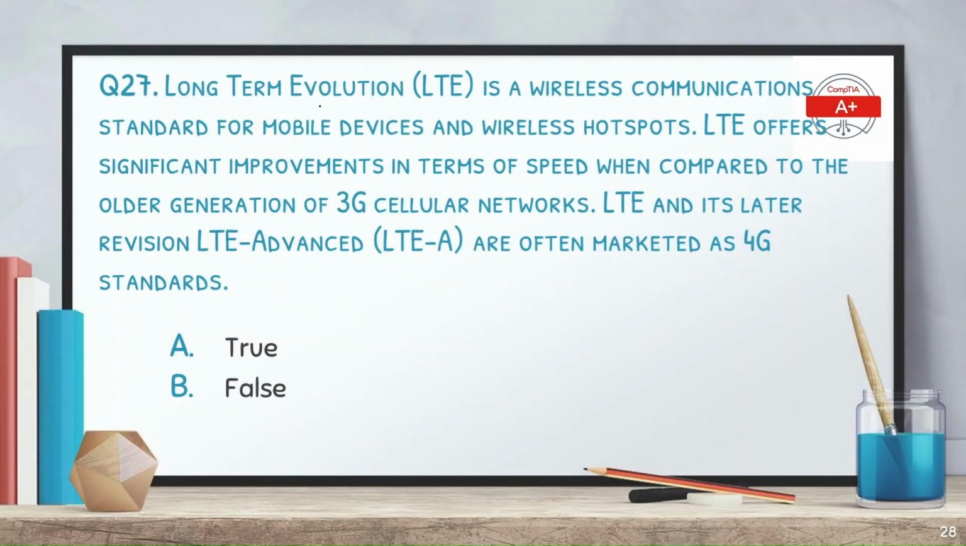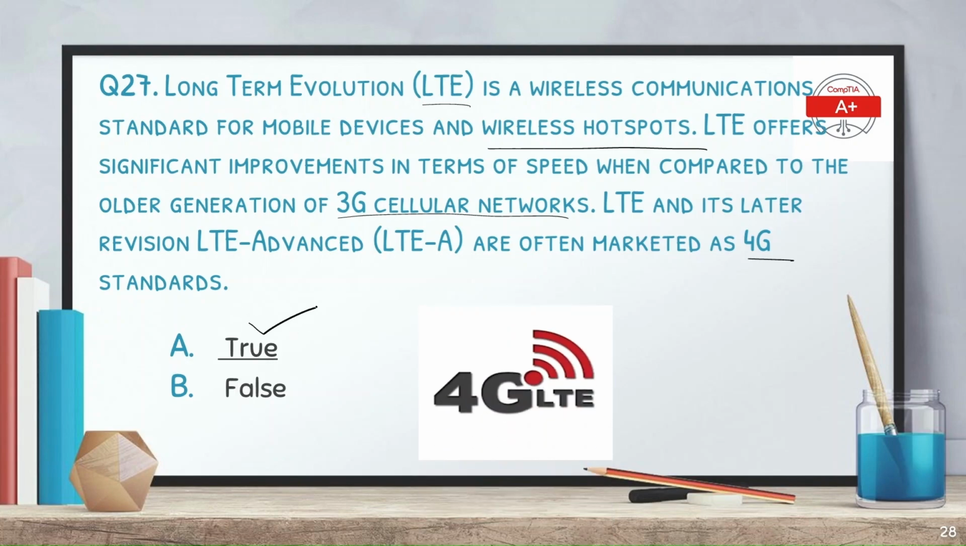Question number 27 is that long-term evolution or LTE is a wireless communication standard for mobile devices and wireless hotspots. LTE offers significant improvement in terms of speed when compared to the older generation of 3G cellular networks. LTE and its later revision, LTE Advanced, are often marked as 4G standards. And options are A, true, or B, false. And the correct option is yes, it is true. So the LTE Advanced is also known as the 4G.